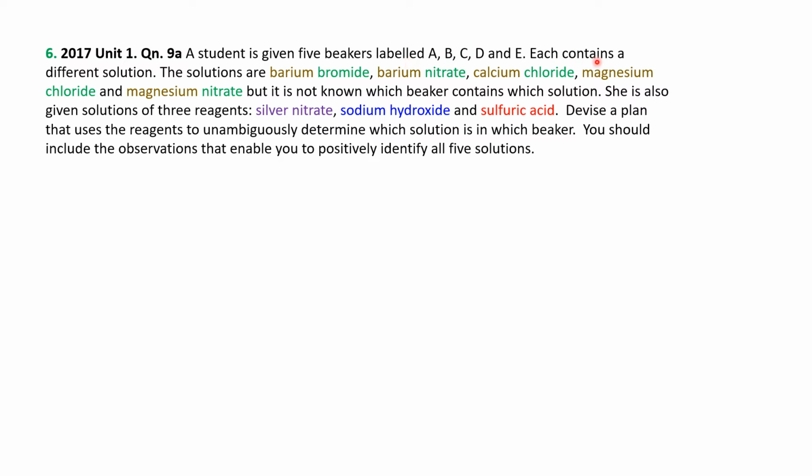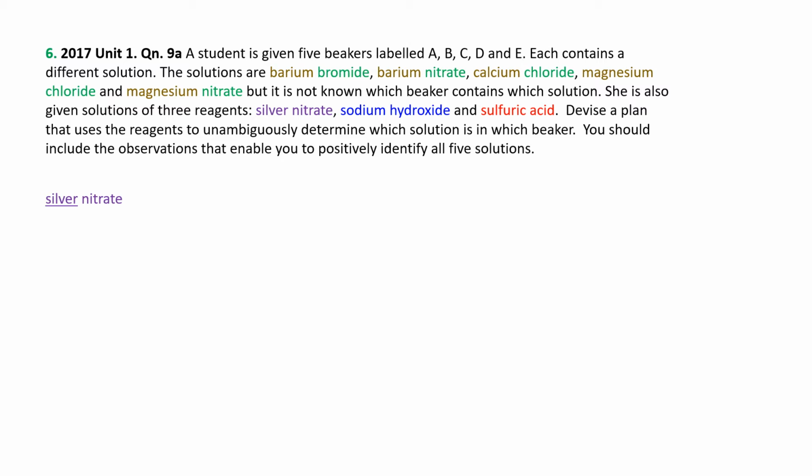5 beakers, A, B, C, D, E, each contains different solutions. So we've got barium bromide, barium nitrate, calcium chloride, magnesium nitrate, but don't know which ones are in there. You also have silver nitrate, sodium hydroxide, sulfuric acid. So devise a plan to use them to unambiguously determine which solution's in which beaker.